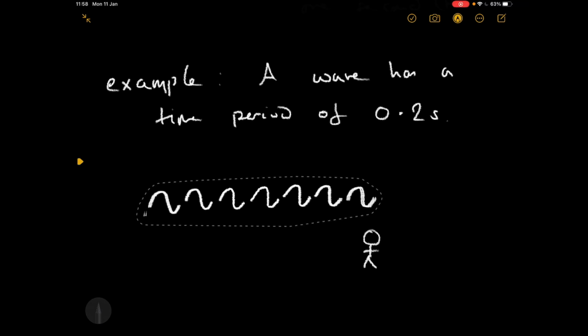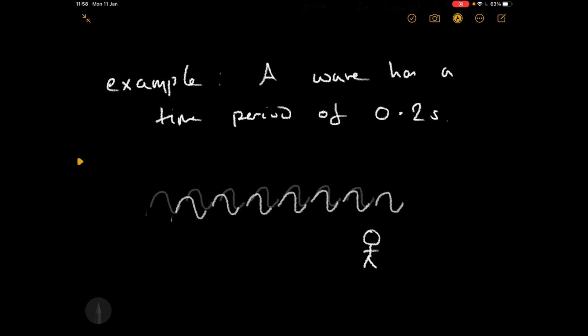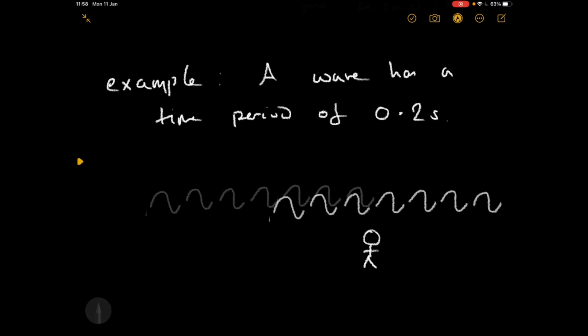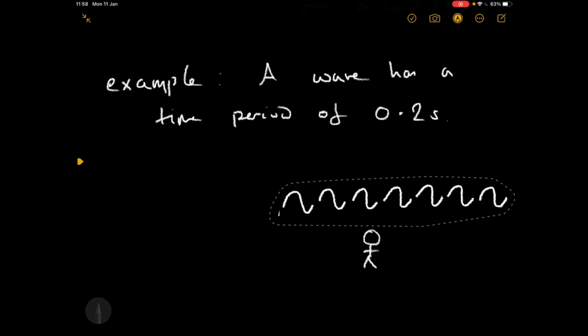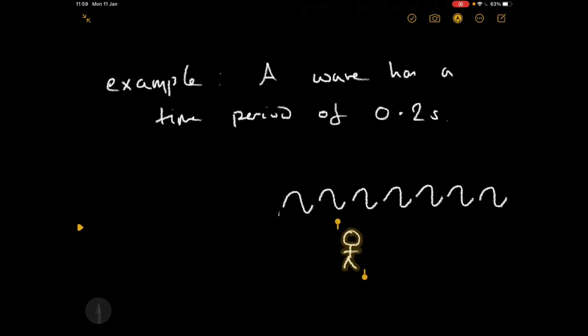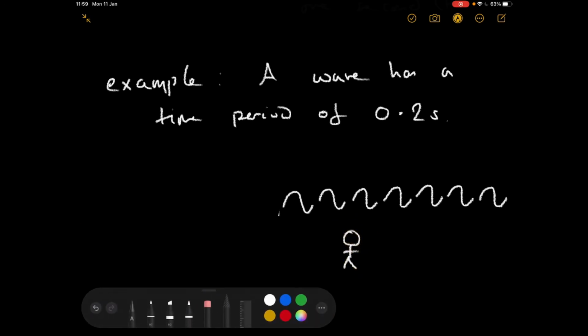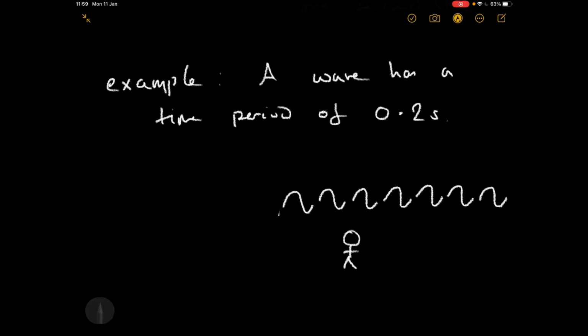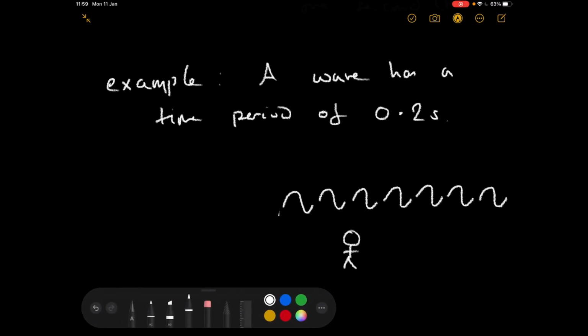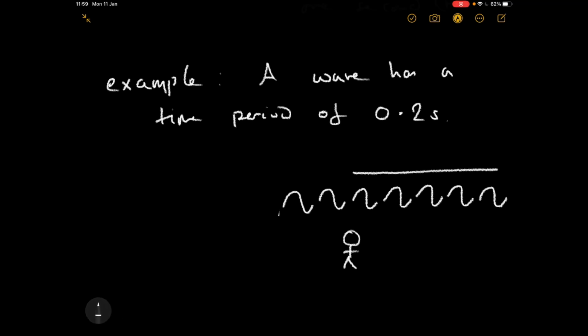After 0.2 seconds, 1 wave has gone by. 0.4 seconds, 0.6, 0.8, 1. So after 1 whole second, you move there. 1 whole second, what we'll find is that 5 whole waves have gone past. This will be the number of waves. 5 waves have passed that point in 1 second.